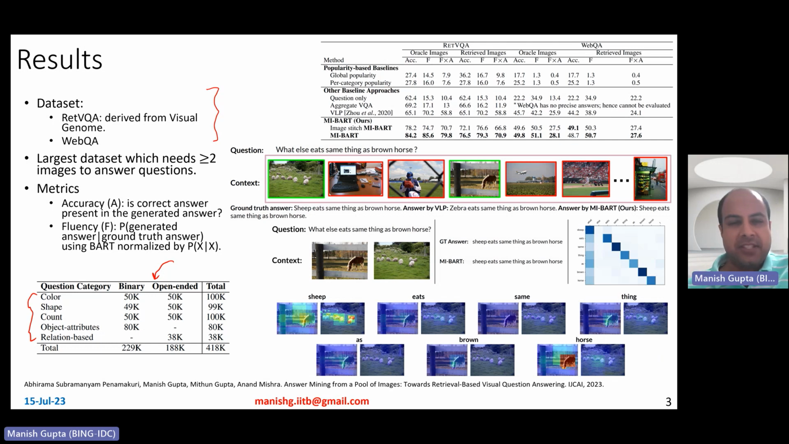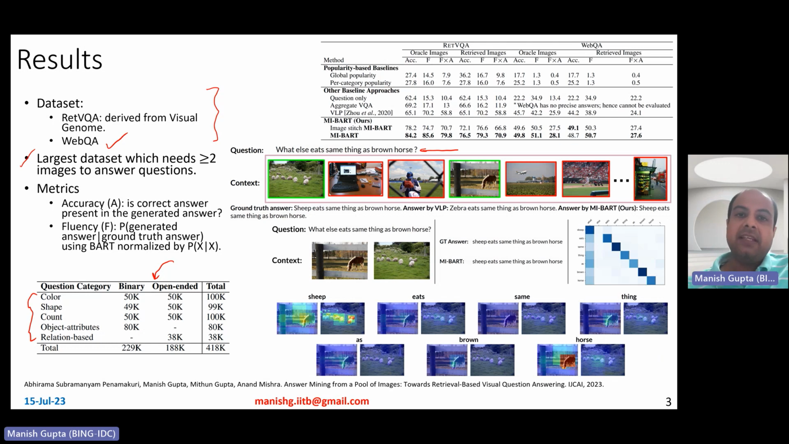Binary answers are just yes, no kind of answers, and open-ended answers are of this kind. What else eats same thing as brown horse? So you must predict, hey, what is the ID and what is the answer? And here the answer is sheep. So it's not yes or no. We also experiment with the popular WebQA dataset, which is very similar, but much smaller compared to this new RetVQA dataset. In fact, the RetVQA dataset is the largest dataset which needs at least 2 images to be able to answer these kinds of questions.